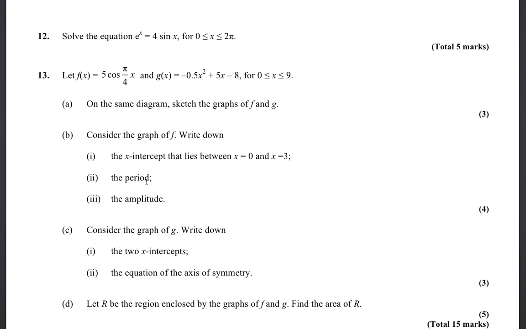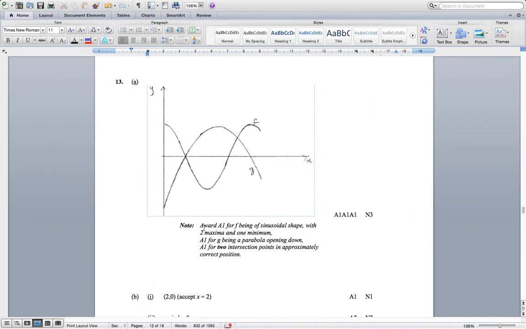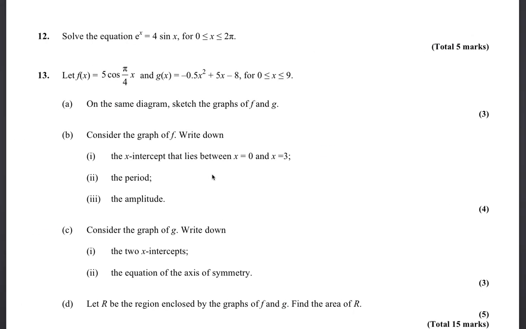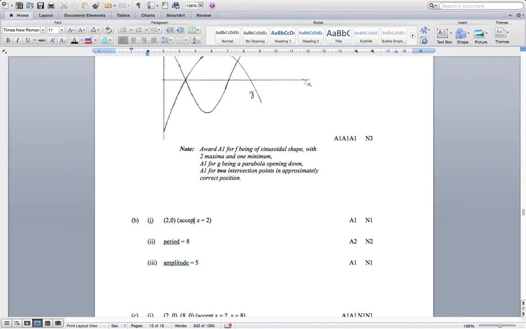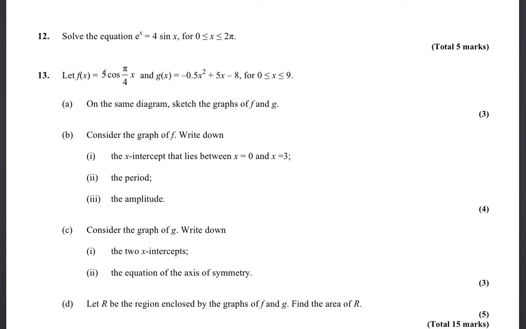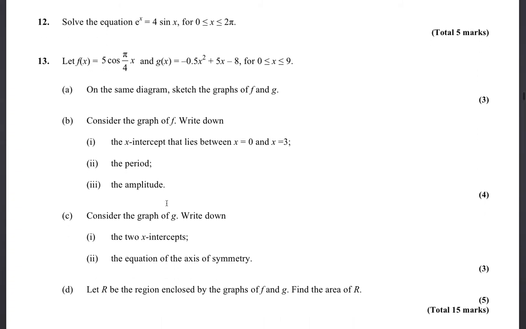And next thing is find the period. Now how do you find the period? Very simple. The formula is 2 pi by b, isn't it? So if you divide 2 pi by pi by 4, you'll get 8. So the period is 8. So let us check. In the previous question, find the x-intercept. Accept x equal to 2 and the period is 8. And the amplitude is very simple, this one 5, so that's not a problem.